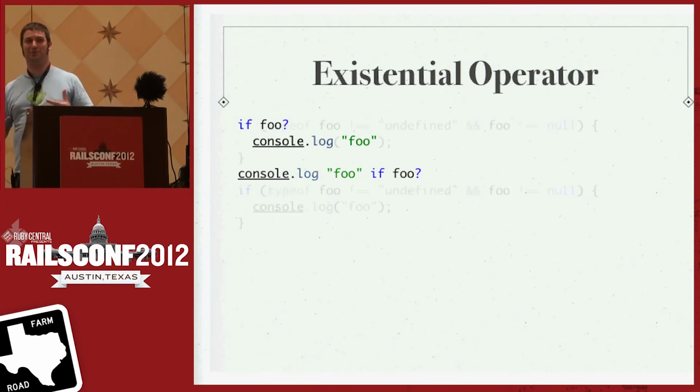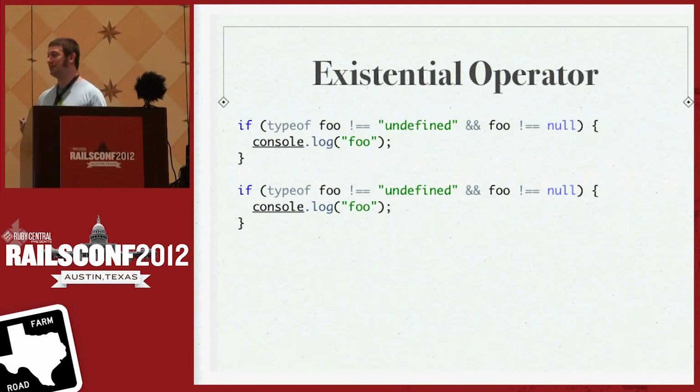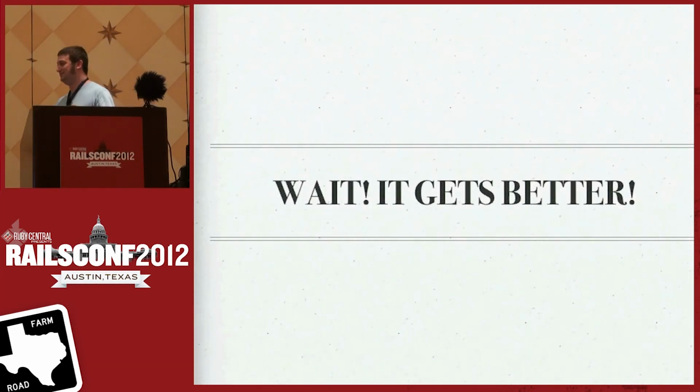If you look at the JavaScript output, it's actually very simple. It's checking that foo exists. It's not undefined, and if it is defined, it's not null. And then it executes what we want to do. This can save you on so many levels and makes your code so nice to read and look at. And we do it all the time in Ruby with these question marks. But it gets better.